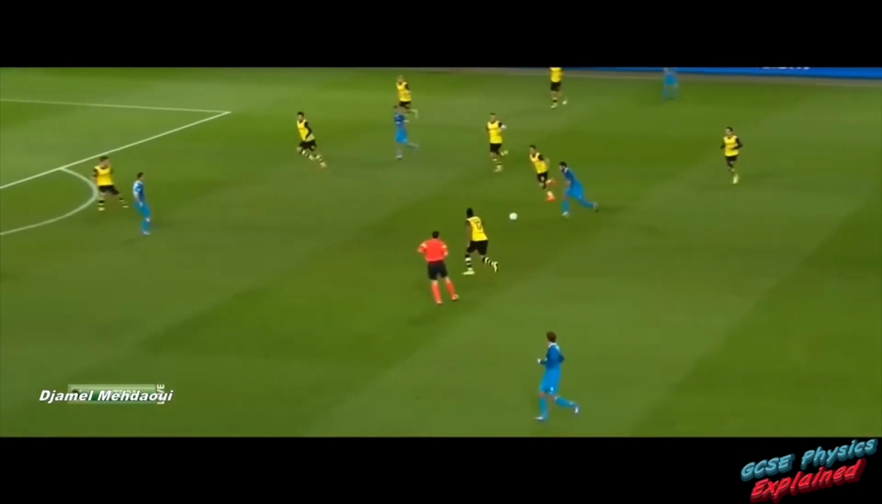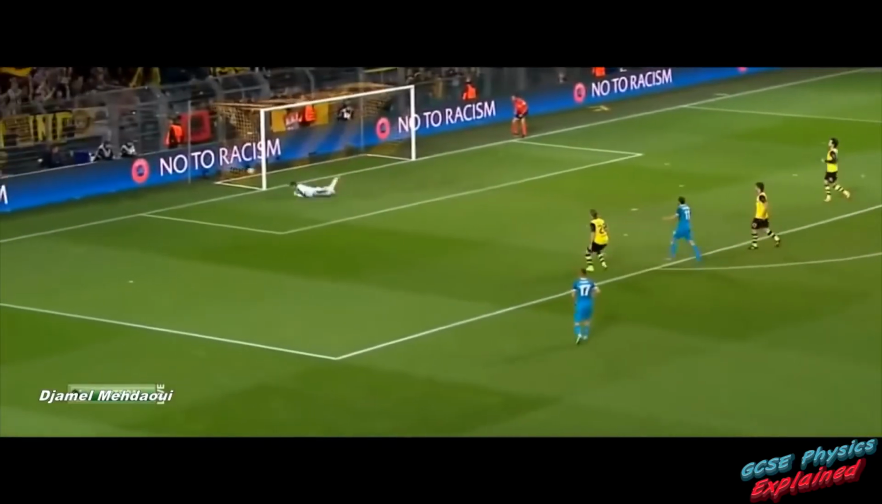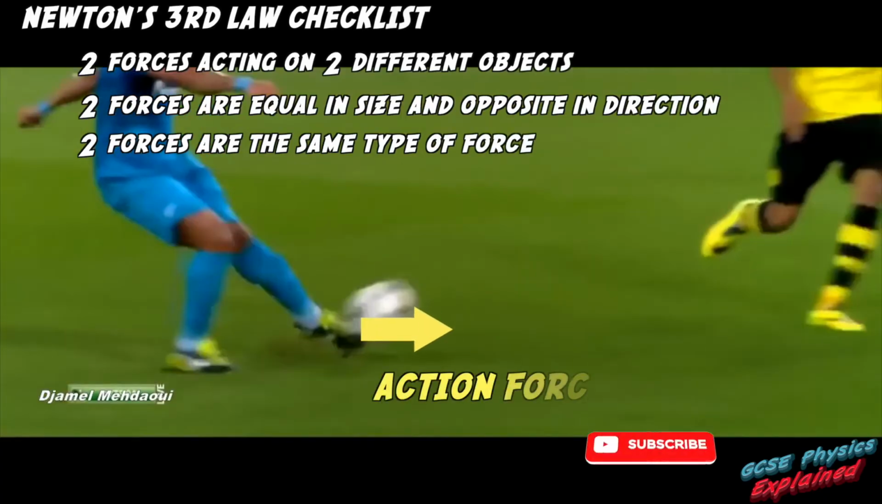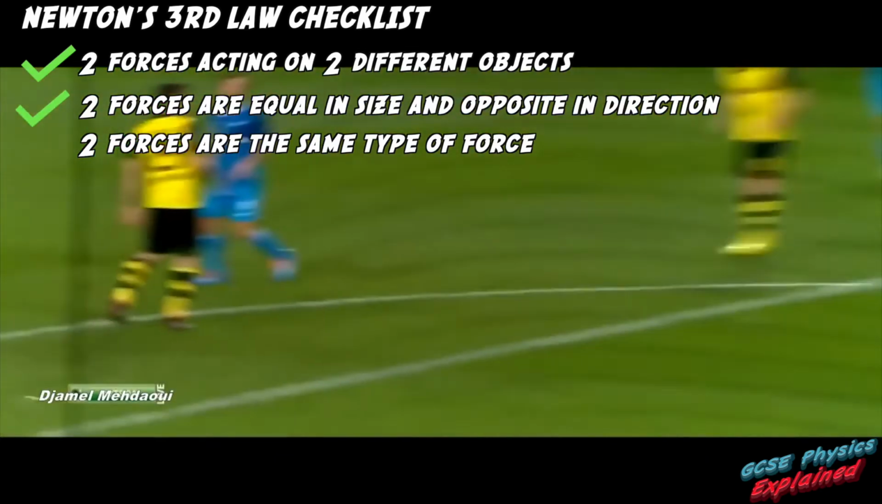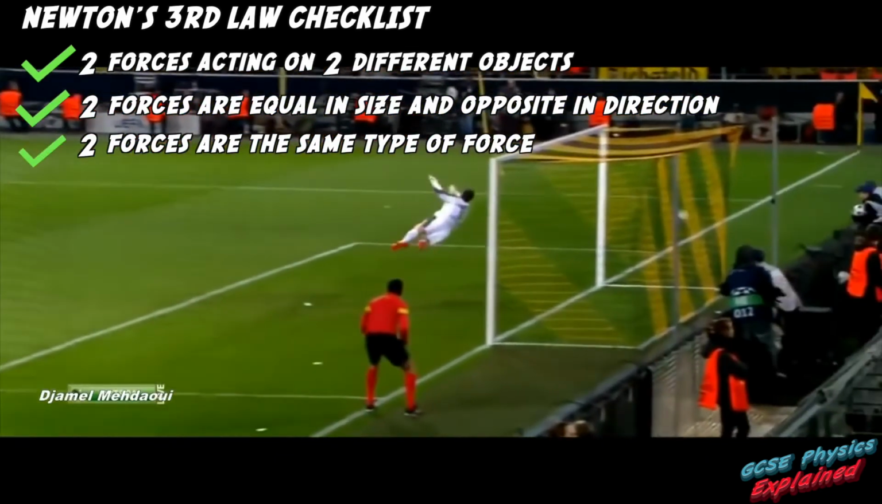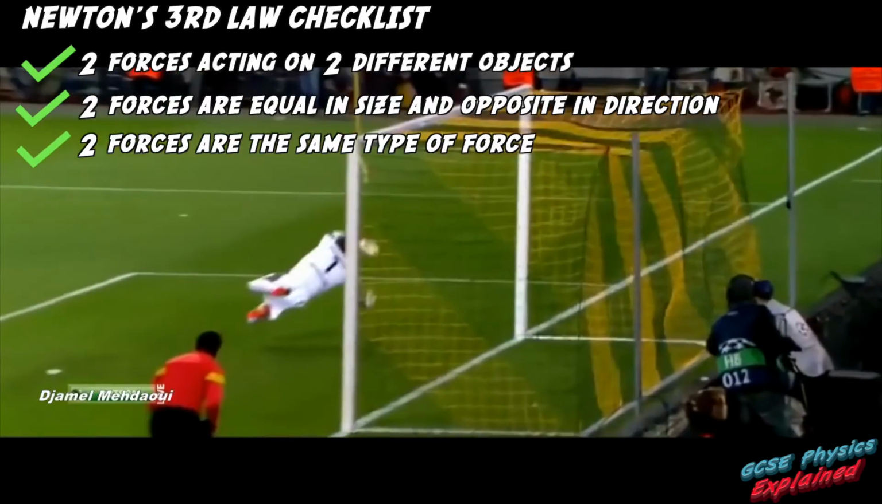When a person kicks a footy, if the person exerts a force on the ball, the ball will exert an equal but opposite force on the person's foot. Both forces are contact forces, so this is an example of Newton's third law.